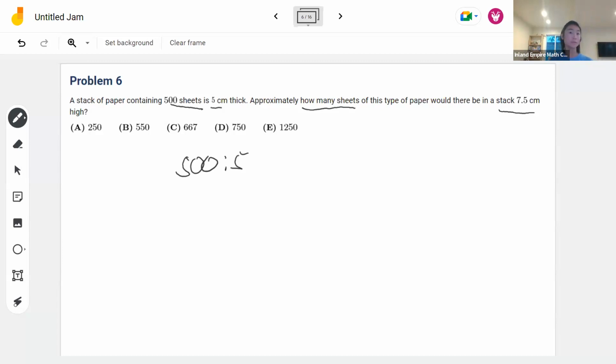So yeah, this problem, you can solve it using ratios, right? You can write it 500 to 5 and then write it 100 to 1 and then multiply that. But when we're just looking at this problem, you see really quickly 500 sheets is 5 centimeters. So 100 sheets is 1 centimeter, multiply by 7.5. And we'll see that we can get 750.